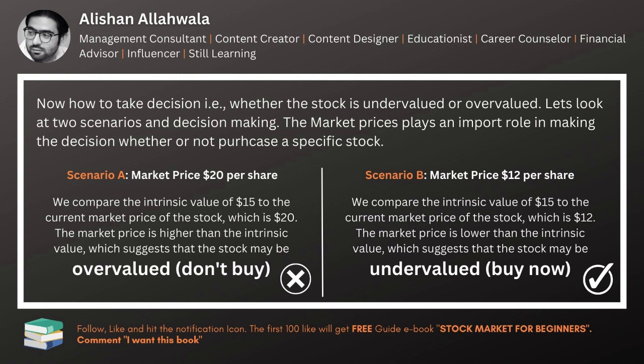Scenario B, market price $12 per share. We compare the intrinsic value of $15 to the current market price of the stock, which is $12. The market price is lower than the intrinsic value, which suggests that the stock may be undervalued. Buy now.